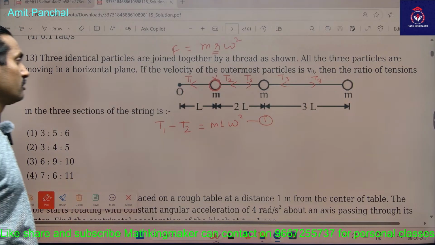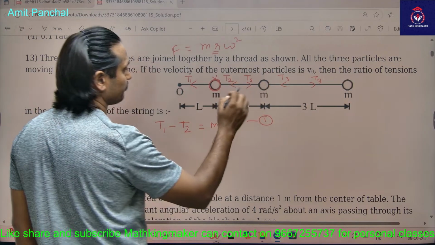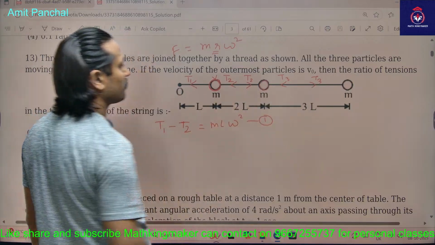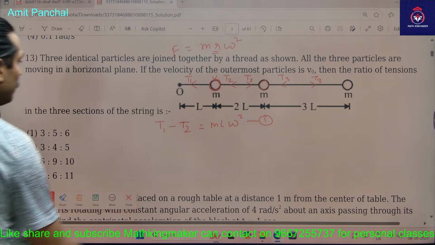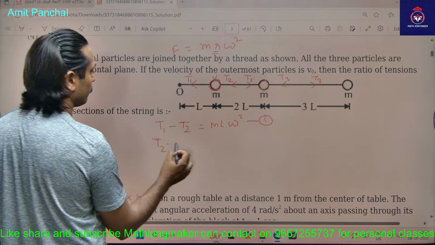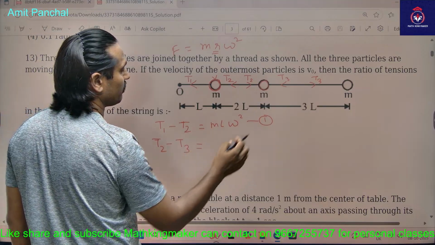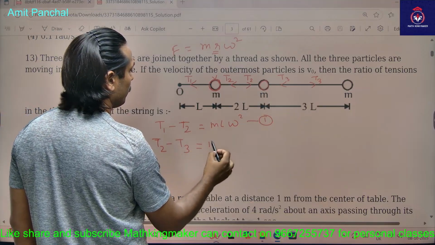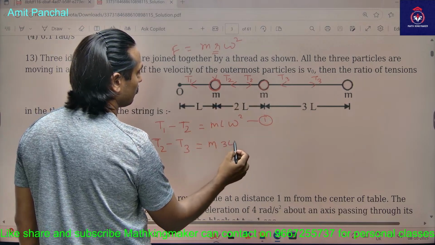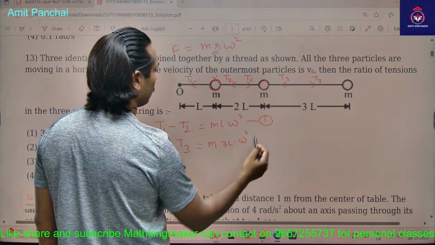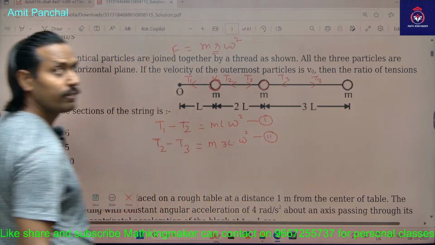What force will the second body experience? It will experience T2 minus T3, and that will also be equal to centripetal force. T2 minus T3 will be equal to m, how much length is it? 3L. So 3L omega square. That will be equation number 2.